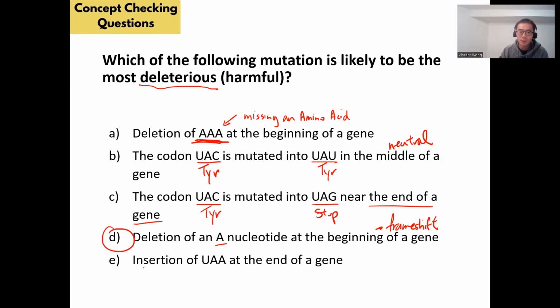But let's just check the last one. Insertion of UAA, which is a stop codon, at the end of the gene. This is basically the same as C, right? You're stopping, but near the end, you're going to stop anyway. So maybe it's okay. That's why the worst is going to be D. Is this okay?